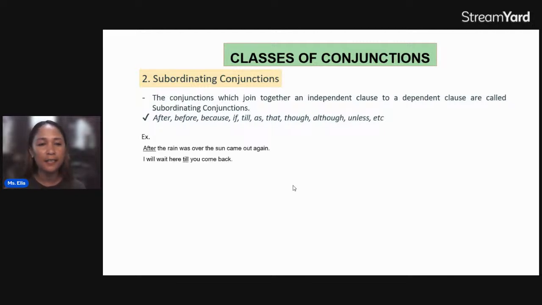All right, so let's begin. For example, after the rain was over, the sun came out again. Okay, again, after the rain was over, the sun came out again. So here we're using the conjunction after.